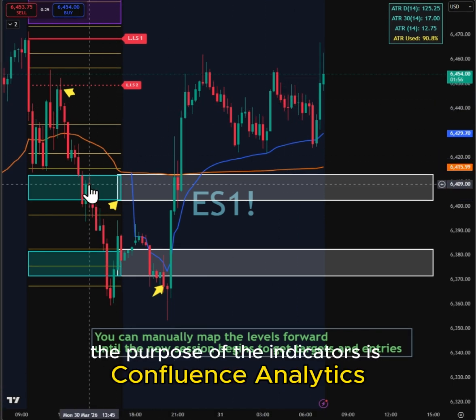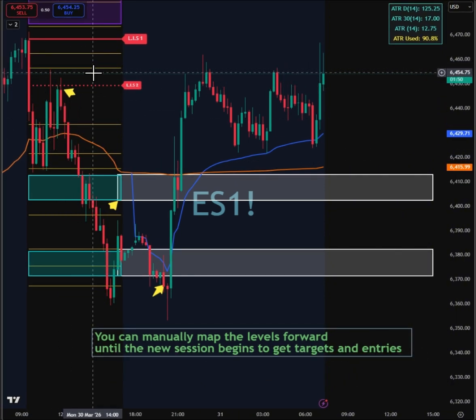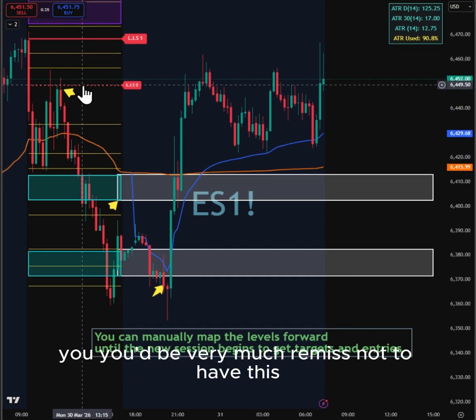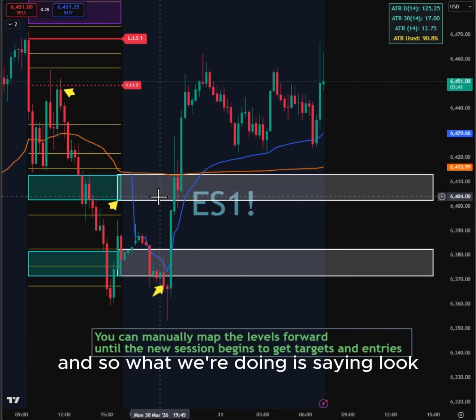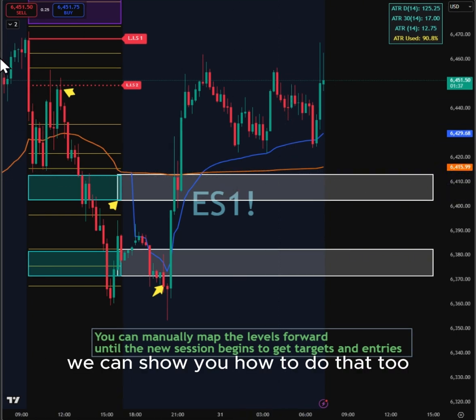The purpose of the indicators is confluence, analytics, and to give you what we're looking at as far as targets. This is priceless to have prior to the market. You'd be very much remiss not to have this. And so what we're doing is saying, look, if you're going to trade the overnight session into the morning, we can show you how to do that too, all right?